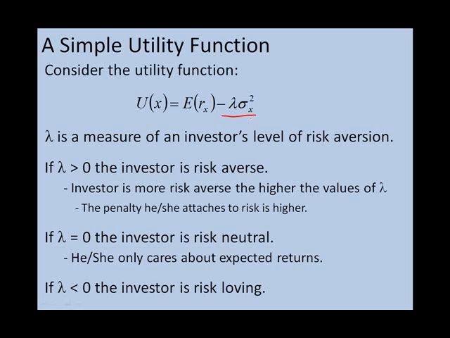If you're risk neutral, in other words, you don't care about risk, then lambda will be equal to 0. All you care about is expected returns. If lambda is less than 0, you're risk loving. In fact, you get pleasure from taking risks. So this term is negative, but we're subtracting a negative number, which means we add. So utility actually increases from taking risks if you are risk loving.